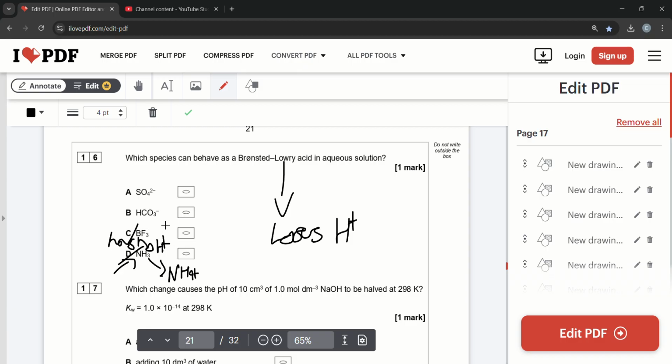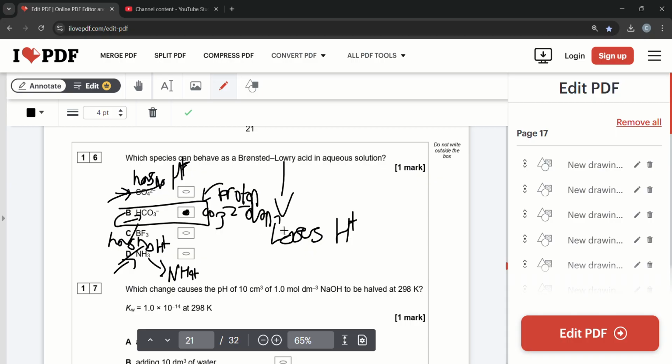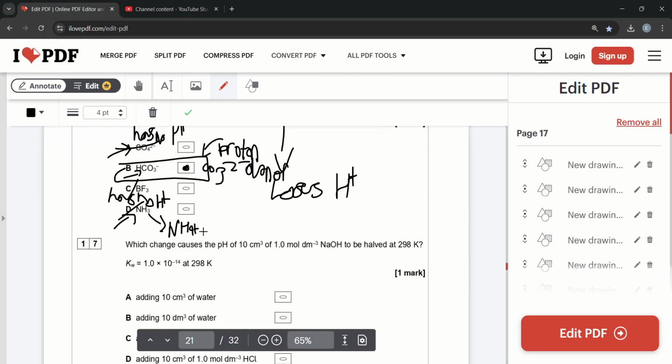HCO3-, well, actually, it must be that because A has no H+. So how's it going to lose something it doesn't have? You can't lose bread if you don't have bread. You can't lose something if you don't have it. So it's not A, and therefore the answer must be B, and it makes sense. It's got H, it loses the H+, and then it forms CO3 2-. So the answer is B. Loses the H+, aka proton donor. But thinking about losing the H+ really makes it understandable when you're doing these kind of 1 markers.